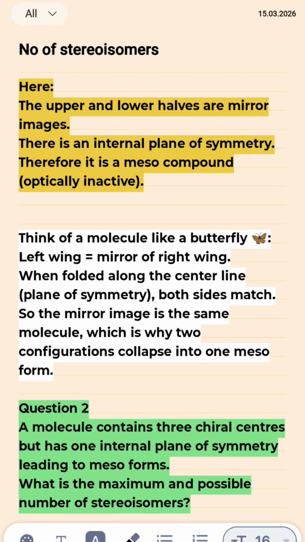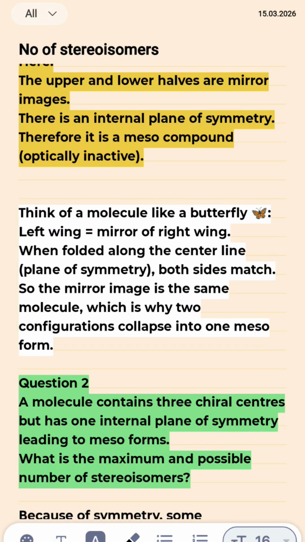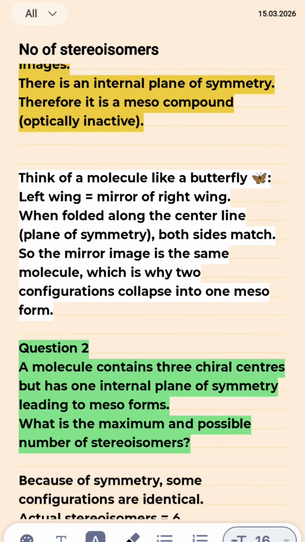To understand this, I have given you an example from your daily life observation. You have seen a butterfly. The left wing and the right wing are identical, right? When the wings are folded along its body, along its center line, we can assume the center line to be the plane of symmetry, because both sides are symmetrical. If the butterfly folds the wings along the plane of symmetry, both wings will coincide; they match exactly.